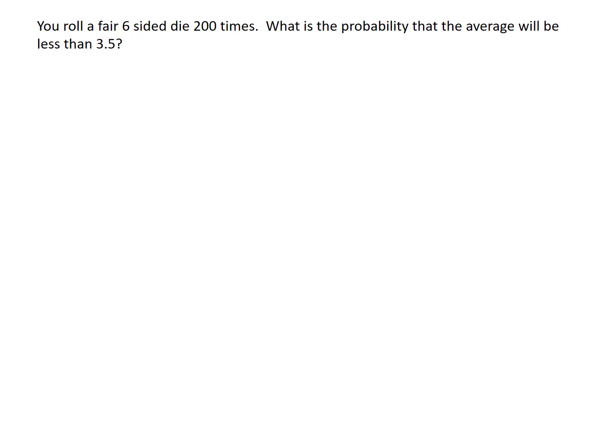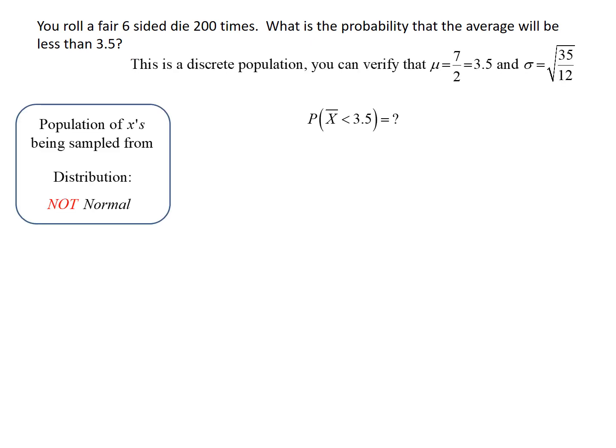This example is very much like the last one. We're rolling a fair, this time 6-sided die, 200 times. So again, it's a discrete population. We want to know the probability the average is less than 3.5, so I want to know the probability that x bar is less than 3.5. The population we're sampling from is not normal, it's discrete. Being a discrete population, you could go back to earlier in the semester. You could verify for yourselves that the mean is 7/2 or 3.5, and that the standard deviation of the die is going to be the square root of 35 over 12.